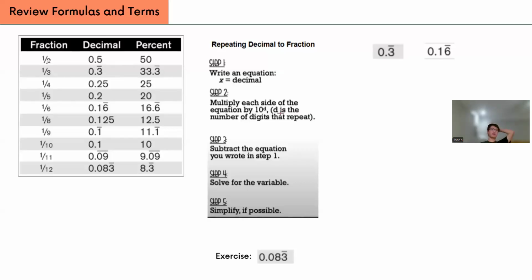Okay, next we have repeating decimals, or general decimals to fractions, right? I would say it definitely does help to have some of these memorized. Like 0.16 repeating is 1/6.